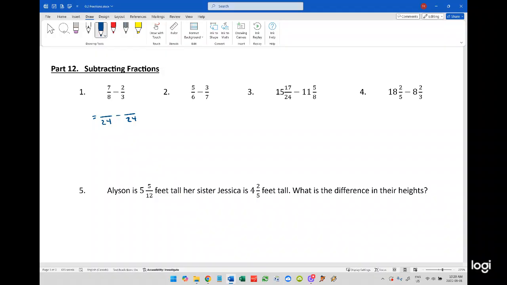First fraction, I multiplied the bottom by 3, so I'll multiply the top by 3. Second one, I multiplied the bottom by 8, so I'll multiply the top by 8. 21 minus 16 is 5 over 24.